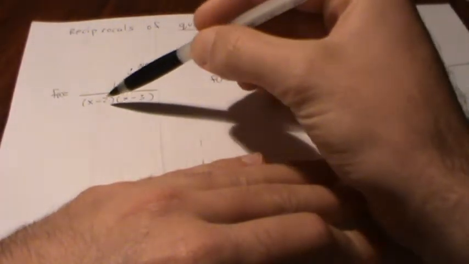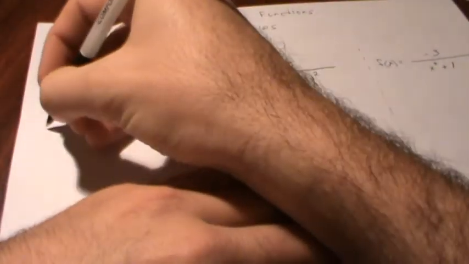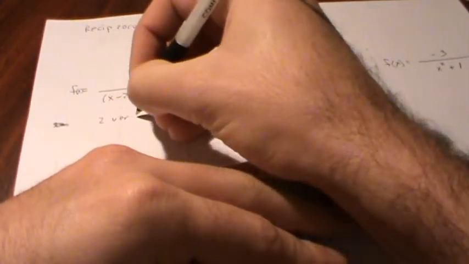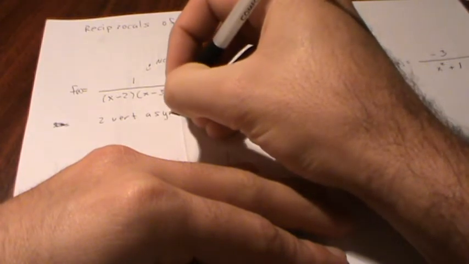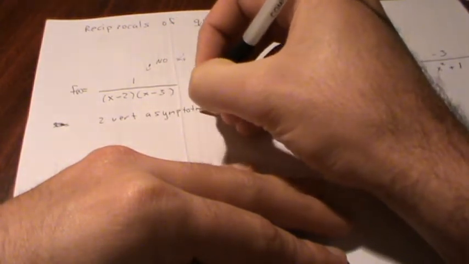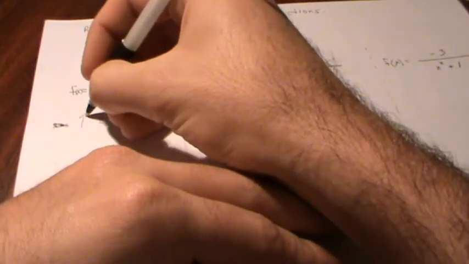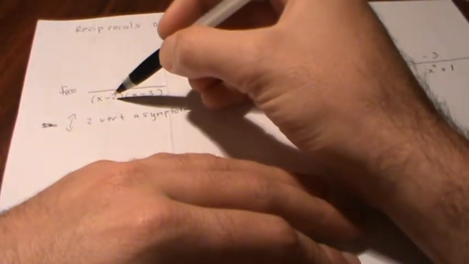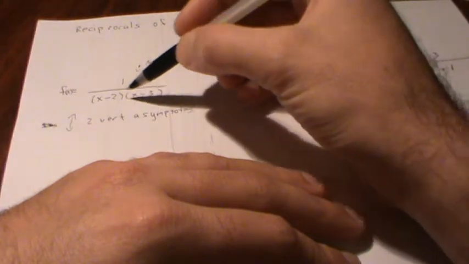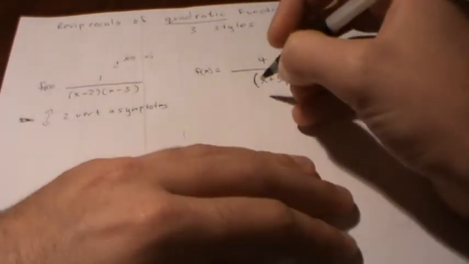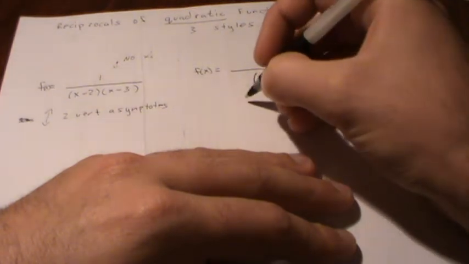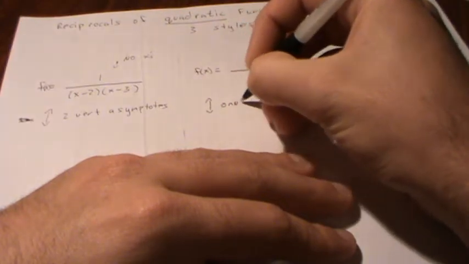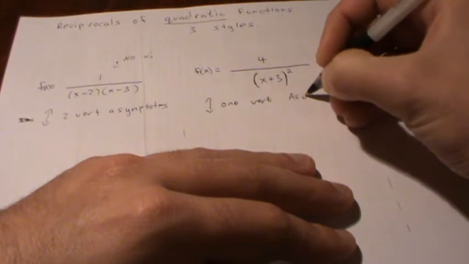And so how are all of these different? This has two factors in the bottom, which means it's going to have two vertical asymptotes. Remember, vertical is up, down. It's going to have two vertical asymptotes, and the two vertical asymptotes will be at this location and at this location, 2 and 3. This one only has one factor at the bottom, so it will only have one vertical asymptote.